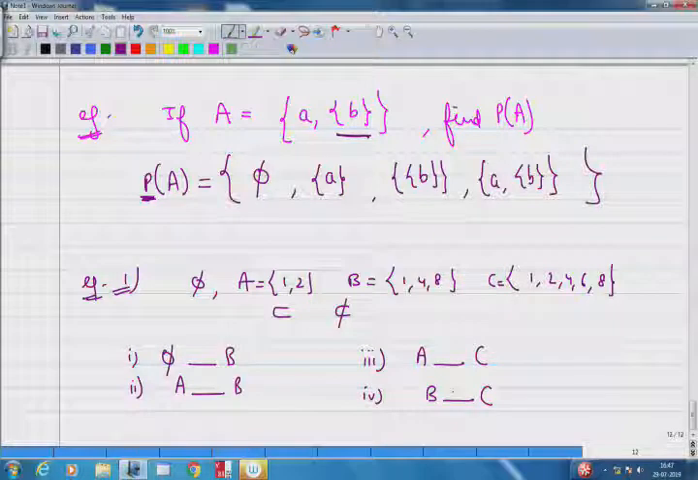Now think properly. Whenever you are using the symbol subset, you have to check the element on the left: if A is a subset of B, then every element of A has to be an element of B. So 10 seconds, fill it quickly, then we will discuss. And when you are done, just let me know.